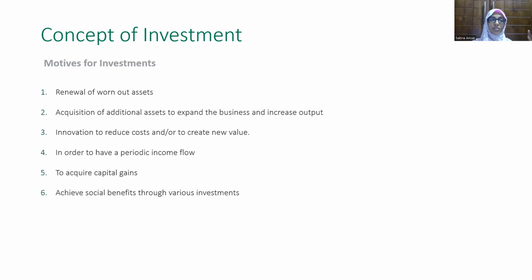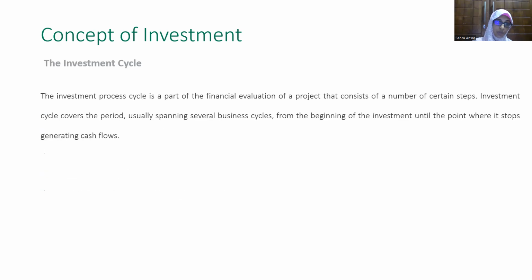Another is to acquire capital gains. Obviously, you buy at a certain rate and sell at a higher rate, and through that you gain capital gains. And then to achieve social benefits through various investments. Obviously, investments could be used to get some kind of social benefits as well.